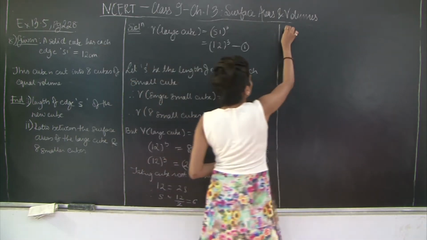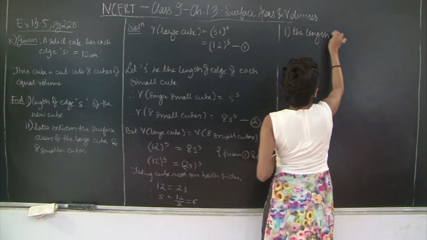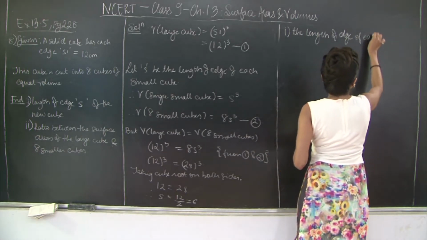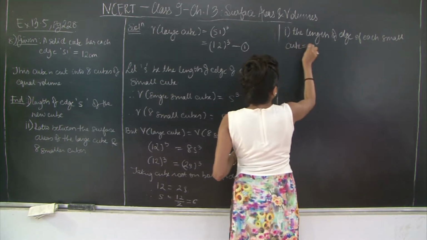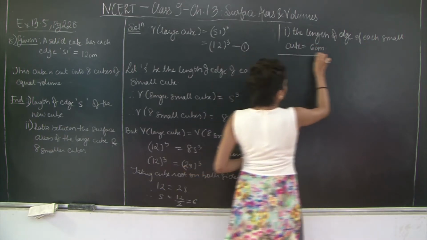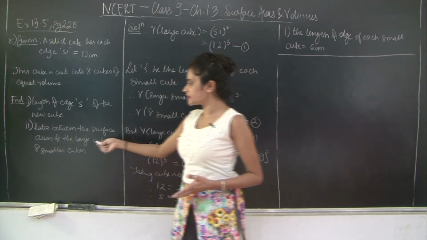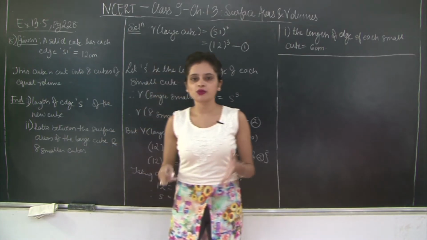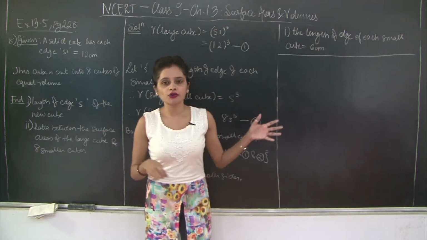Okay. So, let's write down the first answer. The length of edge of each small cube is equal to 6 centimeters. Now let's move on with the second part. Second part, we need to find the ratio between the surface areas of this larger cube as compared to 8 smaller cubes. So what we are going to do is, we are going to simply substitute the surface areas of these two cubes into a fraction.